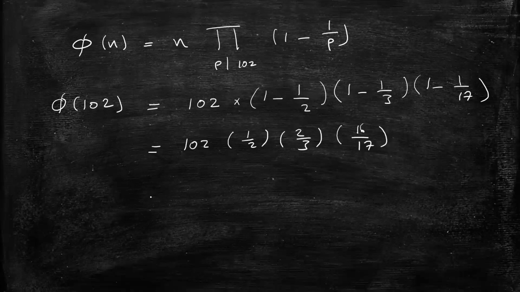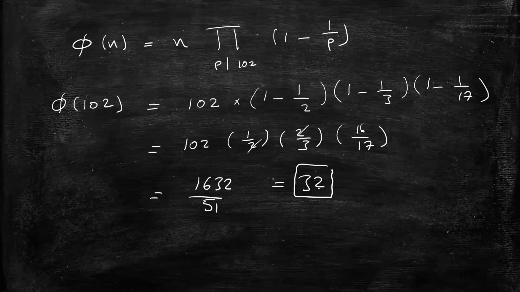Okay, and that's going to be equal to, we just kind of cancel out the 2's, 102 times 16, that's going to be 1,632 divided by 51, and that's going to be 32. So this is the magic number that we're after. What does that 32 mean? It means that we have 32 relative prime numbers to 102.